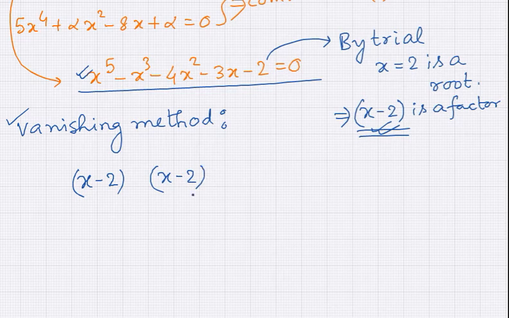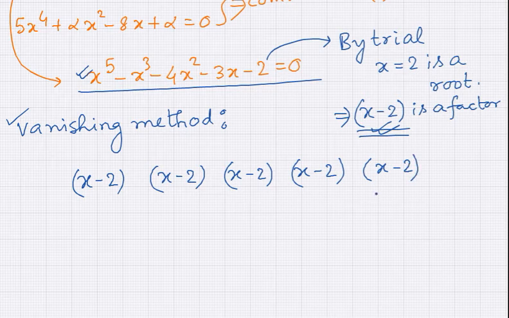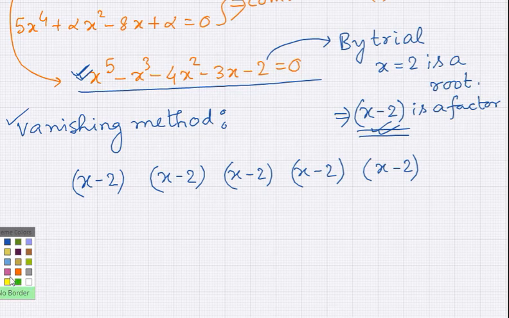x minus 2 is written 5 times, because on dividing we should be getting a biquadratic. I am trying to divide this polynomial by x minus 2. So this is called the vanishing method. So I've written x minus 2 5 times. Now let's start the process. Okay, so the process will be something like this.